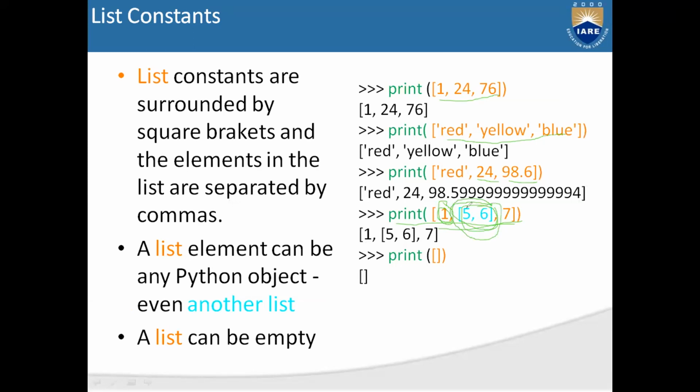Original list consists of how many elements? Original list consists of 3 elements. First element, second element, third element. First element is of data type integer. Second element is of data type list.